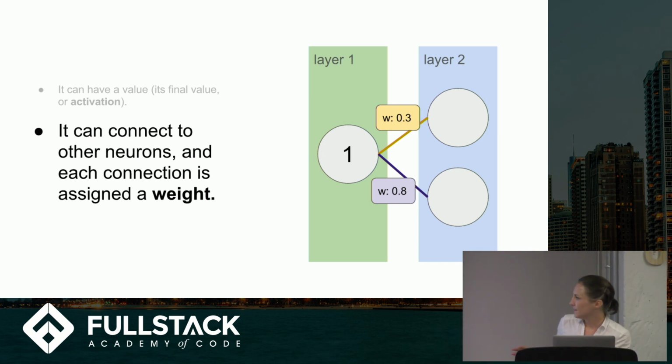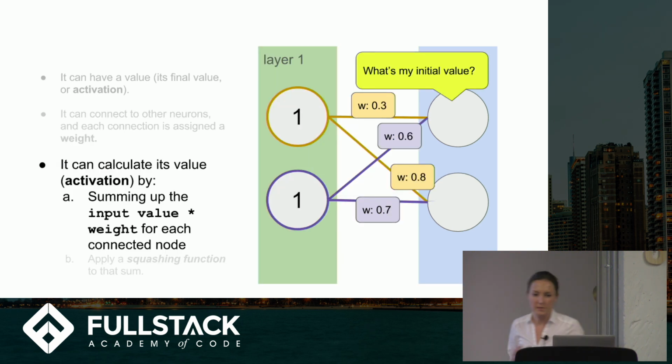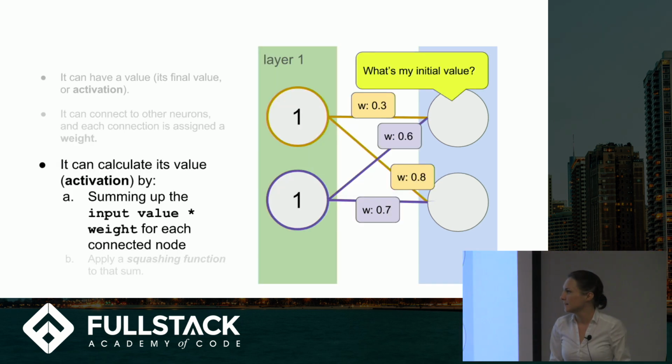So I hope by now that you have a pretty basic idea of what neurons are and how they connect to each other. But there's one more thing that each neuron does. And this is where it gets a little bit complicated, but still nothing too intense, I think. If I can handle it, you guys can handle it.